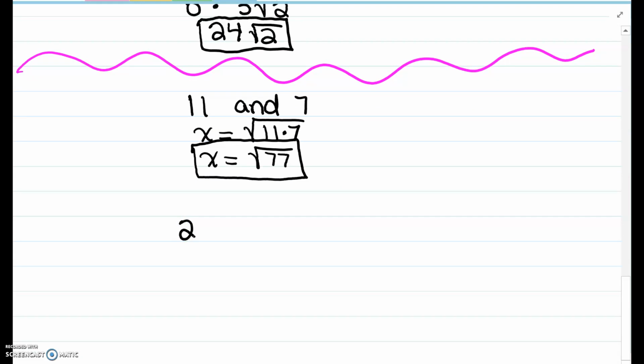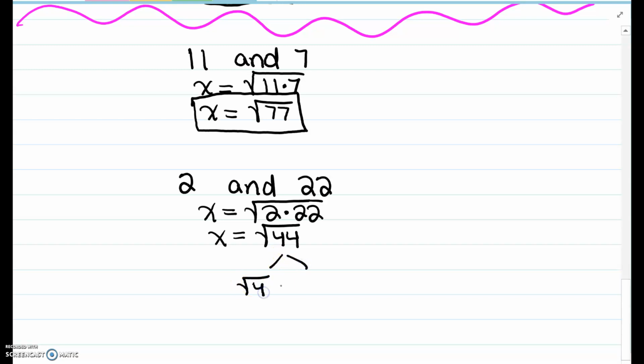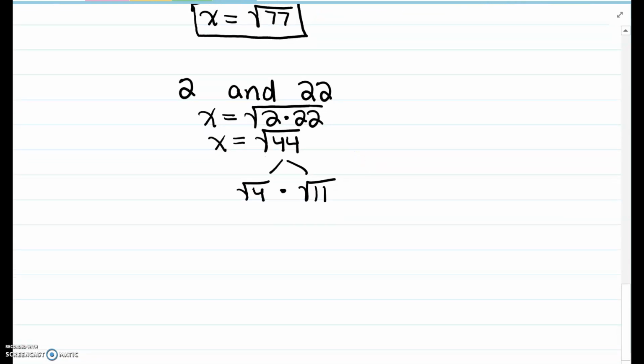Let us try 2 and 22. So we get x equals square root of 2 times 22. X equals square root of 44. And we could split 44 up into radical 4 times radical 11, because 4 is a perfect square. And we will end up with x equals 2 radical 11.